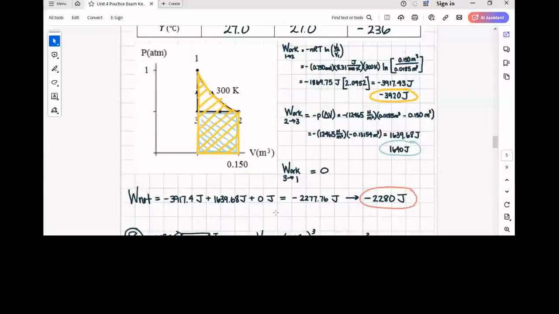And I have the unrounded values here for the work from state 1 to 2 and then 2 to 3. Add that to a 0, I get negative 2,277.76 joules, which I can express as negative 2,280 joules when I apply 3 sig figs.